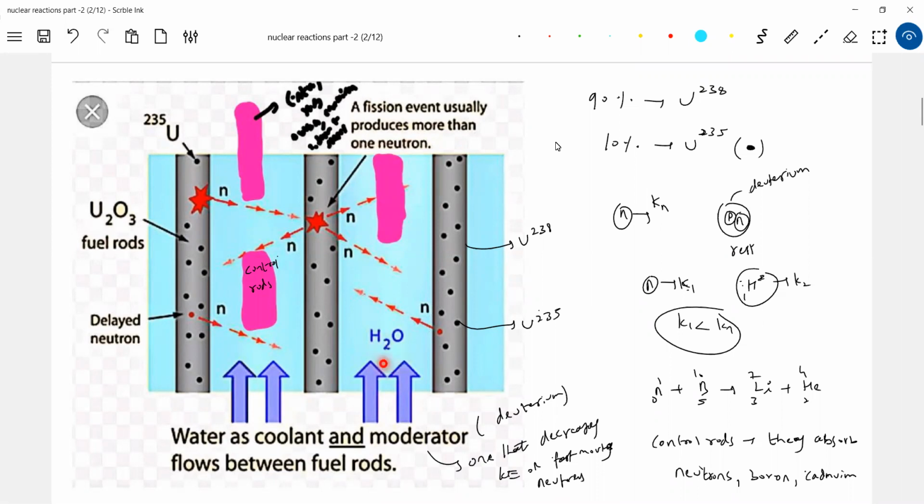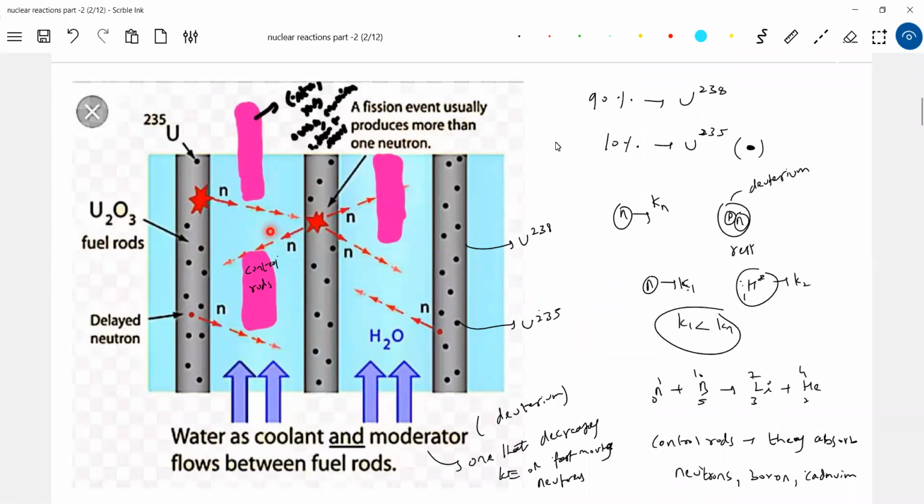That's one. So what is a moderator? A moderator is made up of the deuterium nucleus, deuterium, that is, water enriched with deuterium. So like this, I can now control the rate of reaction, how much energy should be generated, and where that energy is available.